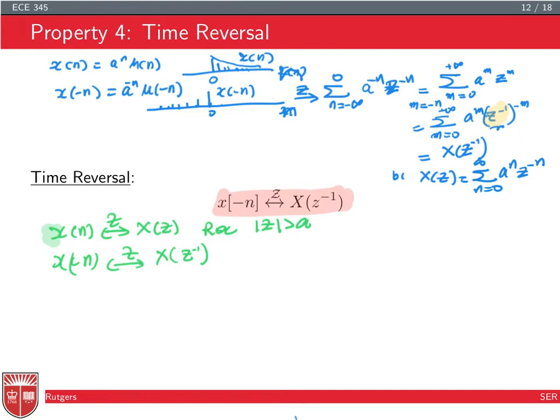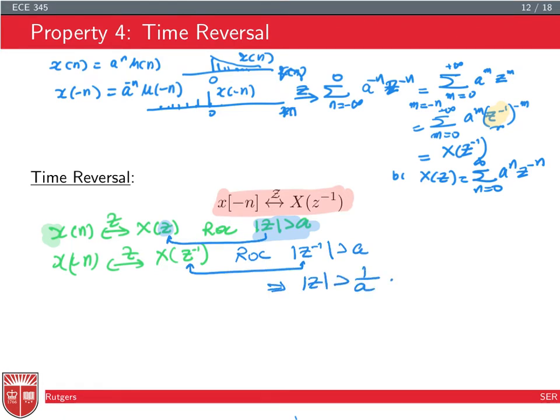And when does this converge? Again, it's the same kind of principle. This function is going to converge if whatever is inside satisfies this condition. And this means that what I get in the end is the following. The ROC is going to be the magnitude of z^(-1) greater than a, because whatever the argument of the function is, its norm must be greater than a. And this will give you that the magnitude of z is less than 1 over a.